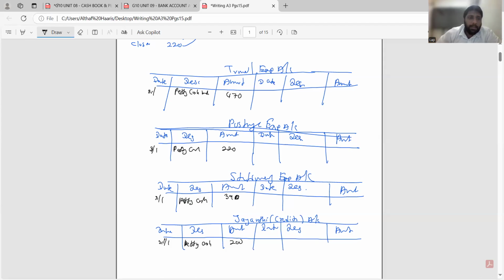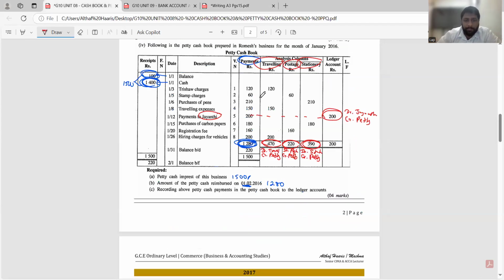Okay. And here Lamai, Yunus asked me a question. So what about the cash book?